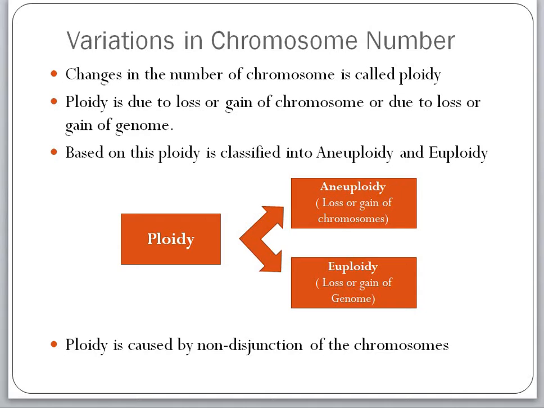Ploidy can be of two types, aneuploidy and euploidy. In aneuploidy, either a number of chromosomes are lost from the basic set of chromosomes or a number of chromosomes are added to the basic set of chromosomes. In euploidy, either a basic set of chromosomes is removed from the diploid condition or basic sets of chromosomes are added to the diploid condition. Ploidy is caused by the non-disjunction of the chromosome. It is a step during cell division where the chromosomal separation is happening.